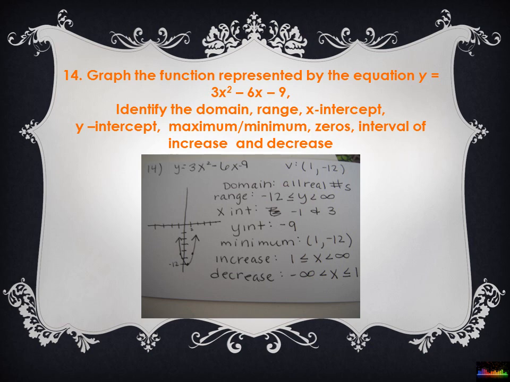Then it asks us to find the domain, range, x and y intercept, decide if we have a max or min, find the zeros, and the intervals of increase and decrease. The domain for this is all real numbers, and that will always be true for a quadratic unless you have endpoints. The range of a quadratic goes from the minimum y value to the maximum y value. The minimum y value is negative 12. The max y value keeps going towards infinity. There is no set maximum value.